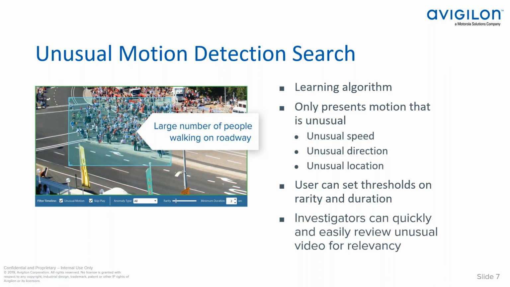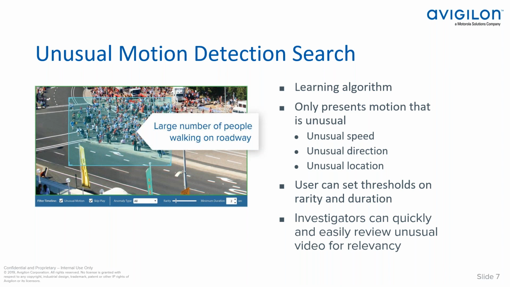Unusual motion, you've heard about, we've talked about it a lot. This is another search we have. This is where the cameras are just learning the environment, and then if it sees anything that's unusual in terms of speed, direction, location on the screen, it's going to tag that, and then you could, of course, go in and say, show me unusual events, and it's going to just filter that all the way down for you, make it very, very quick for you to find an unusual event.